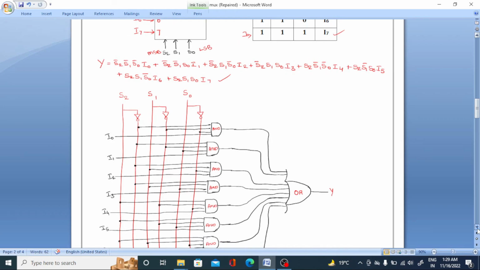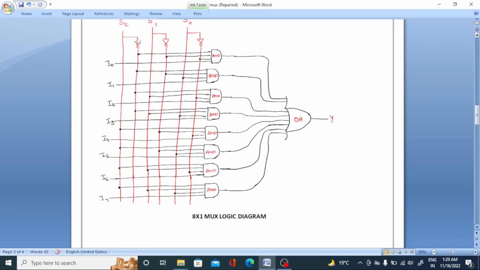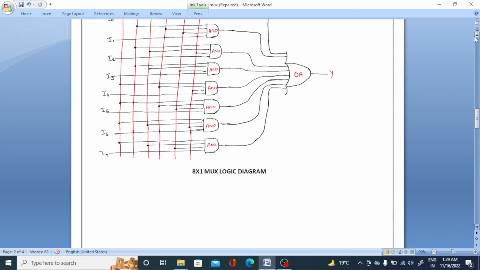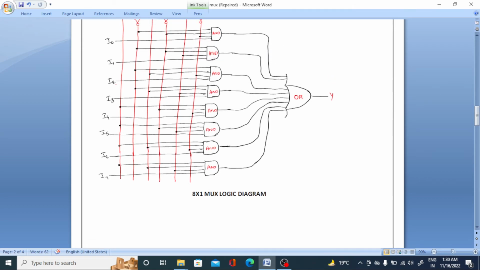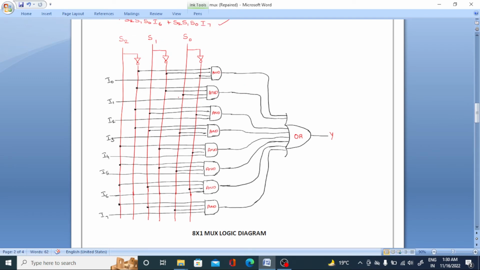And finally, this is the logic diagram. Here S2, S1 and S0 you can observe, and I0, I1, I2, I3, I4, I5, I6 and I7 are the inputs I am considering here. For example, when I0 is selected, S2 is 0, S1 is 0 and S0 is also 0, so I0 is selected, right?